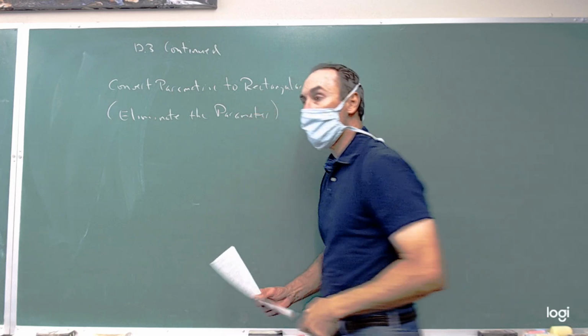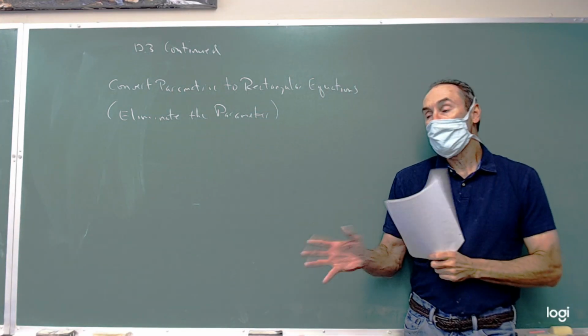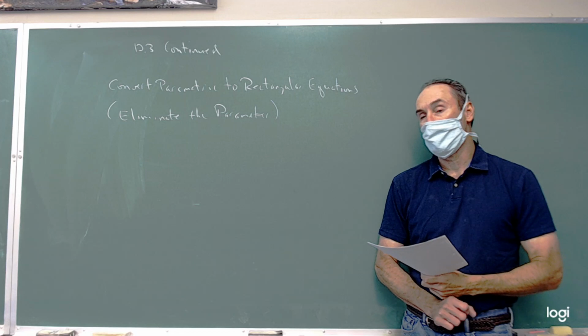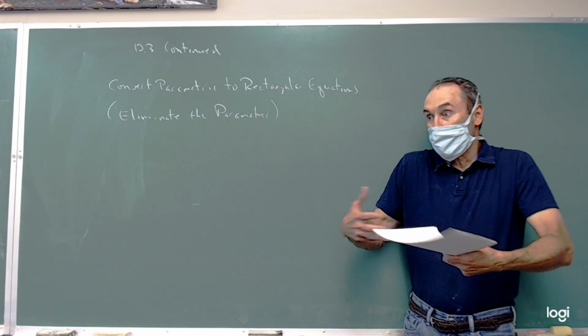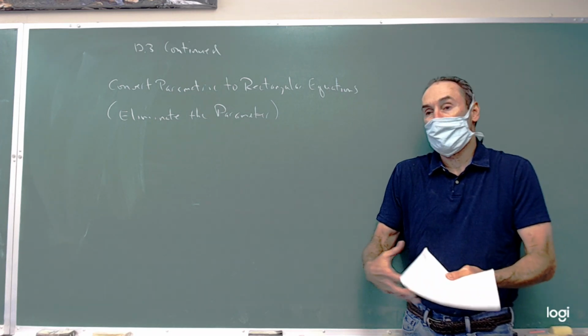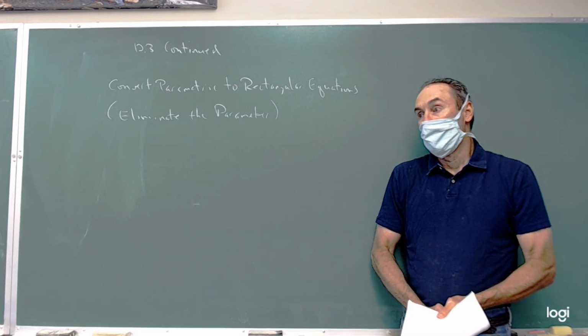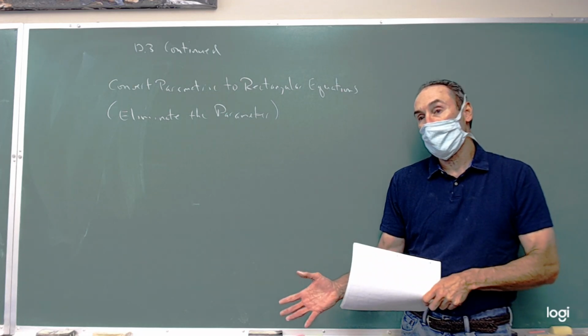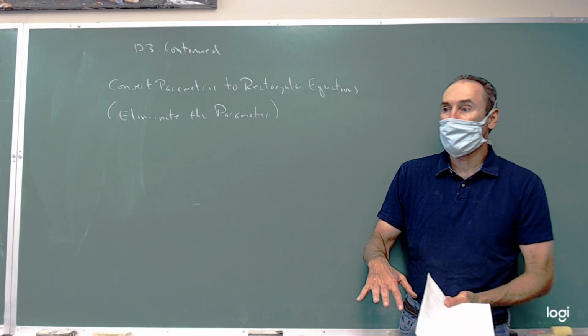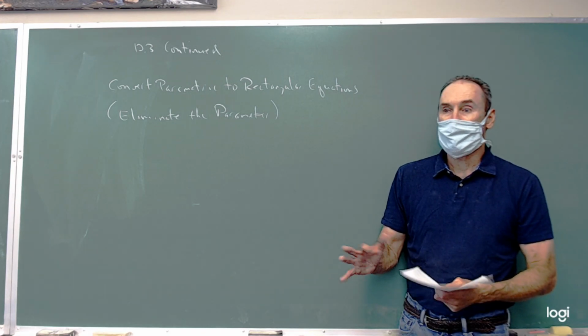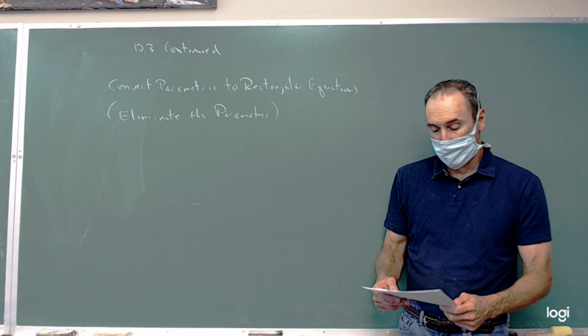We're going to do a couple of examples because there are two different strategies you have to use when eliminating the parameter, depending on what the parametric equations look like. Whether they have sines and cosines in them, or whether they don't have sines and cosines or other trig functions, will determine how we proceed.